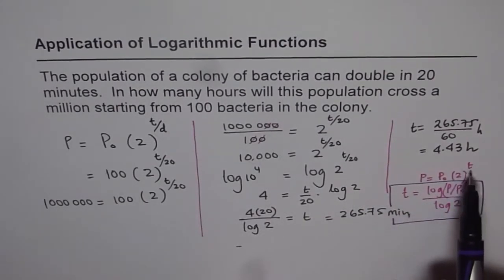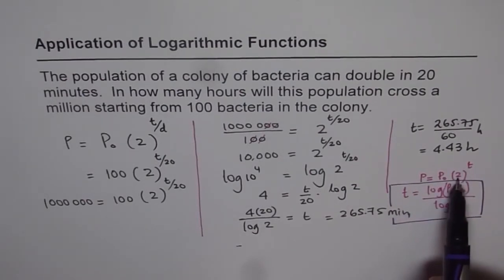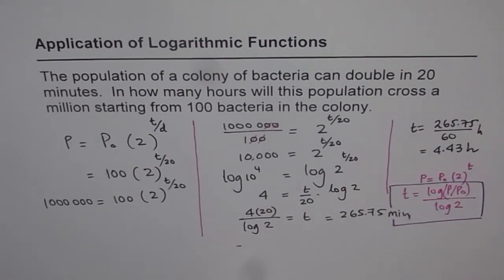So when you take log on both sides, you can first divide by P0, so you'll get P over P0. So log of the ratio of these two divided by log of the base. That is the general formula which can be applied to find the exponent. So that is how we apply the logarithmic formula. We'll have one more example, rather a couple of them, to understand this concept. I hope the point is clear. Thank you and all the best.